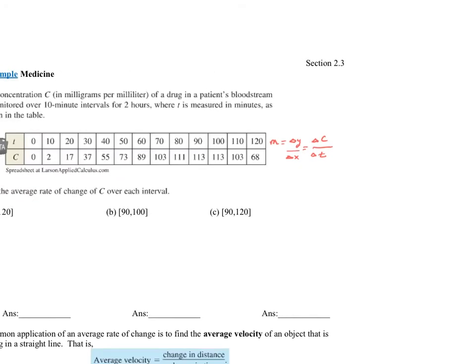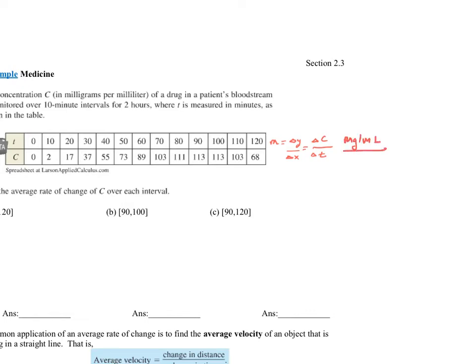Why do I care about this? Because when we're dealing with real-world problems, we always want to label our answer. And the labels of these answers are not easy. So what were the units for concentration? The units for concentration are milligrams per milliliter.